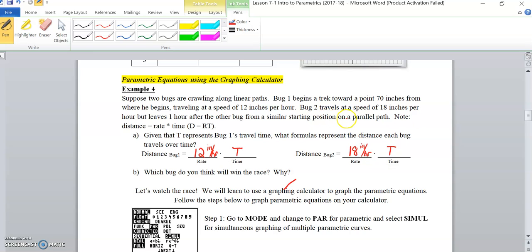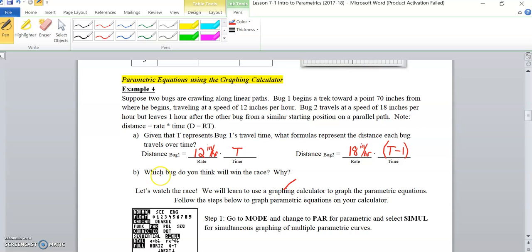But the other piece is that bug 2 leaves an hour after bug 1. So what we really need to do is say t minus 1, because if we set it times 0, bug 1 gets to start. After 1 hour, bug 1 has traveled 12 inches. But after 1 hour, we can't let bug 2 have gone any distance. So if we say t minus 1, that allows us to account for that 1 hour head start that bug 1 gets.